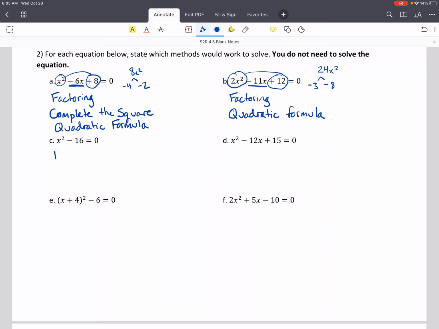Part C, I'm going to say factoring because I'm hoping you recognize this as a difference of squares, meaning I could factor that to be x plus 4, x minus 4. So factoring. I could use a square root on this one because the only x I have is being squared. So that would look like adding 16 and then square rooting both sides. We're not going to complete the square on this one because we're missing the middle term. And if we're missing the middle term, I would suggest not completing the square. And so the other one we could use is quadratic formula.